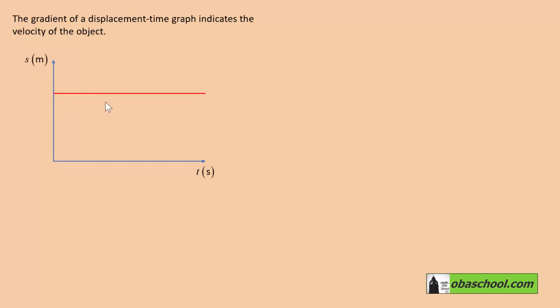So if we just have a horizontal line, in other words, the displacement or distance from a position isn't changing, then we can say the velocity is 0. And the gradient is 0. And we said up here that the gradient of a displacement time graph indicates the velocity of the object.